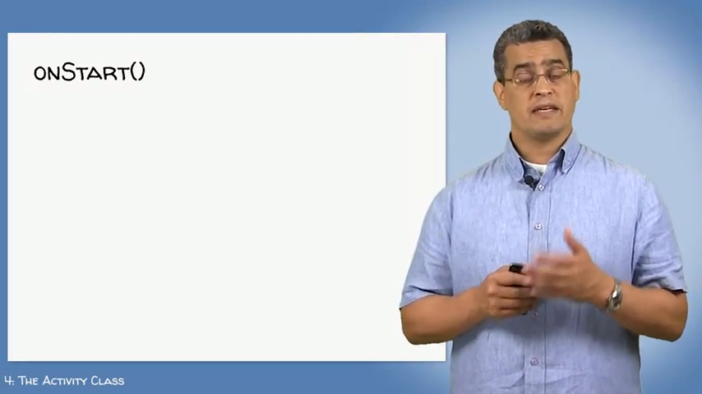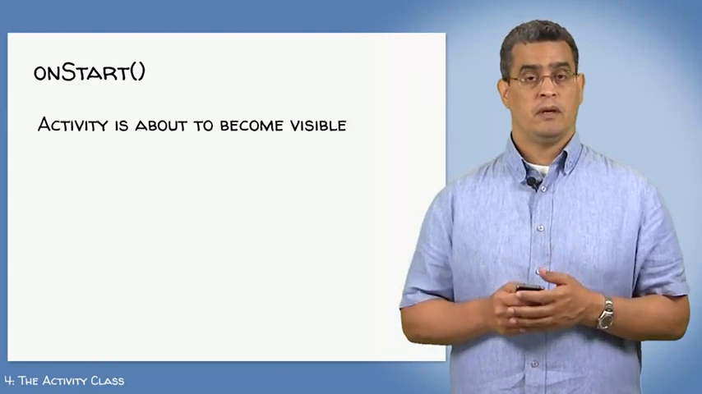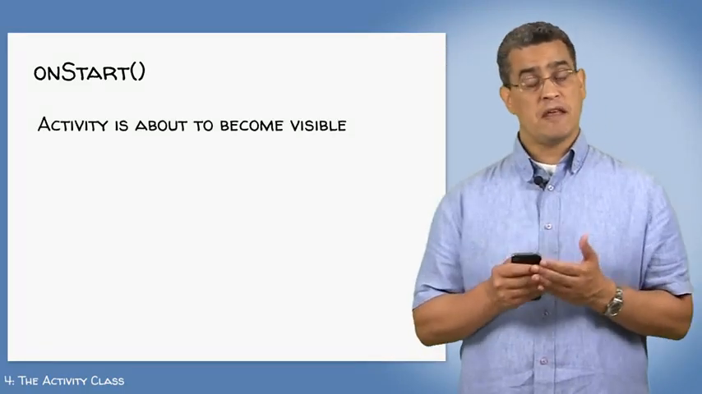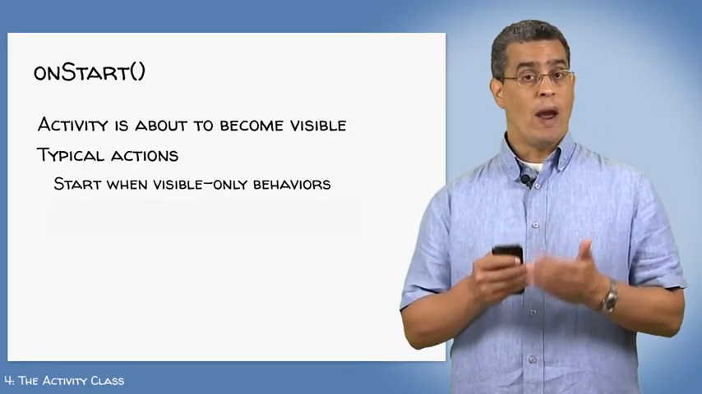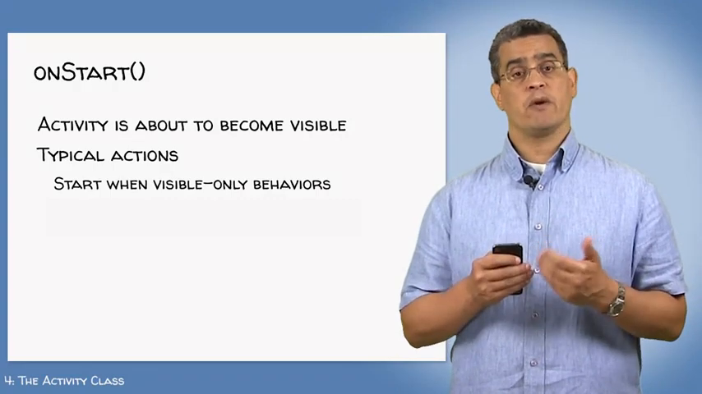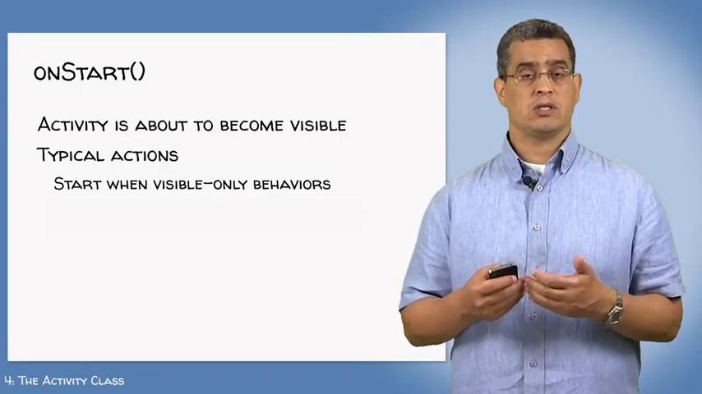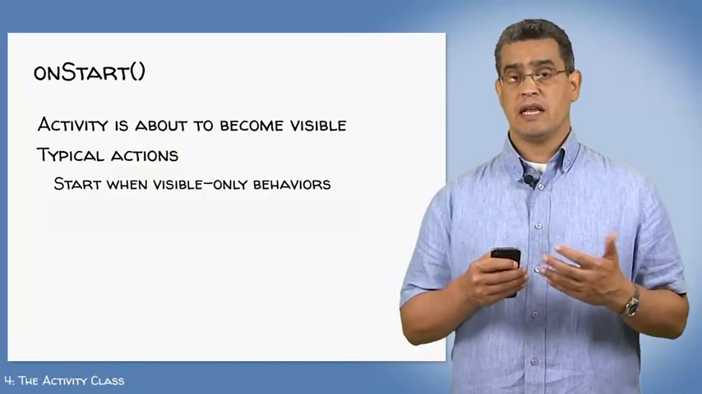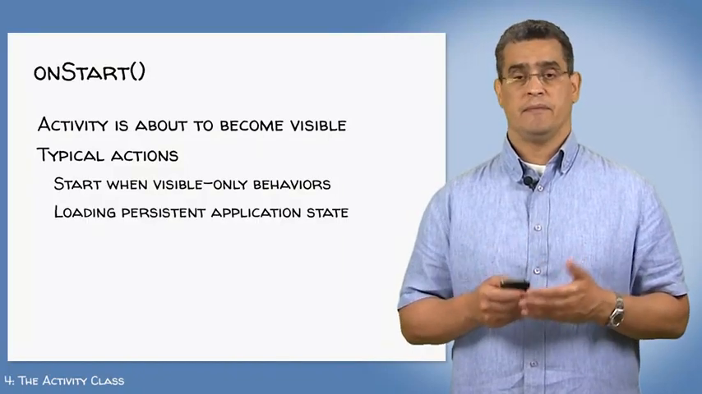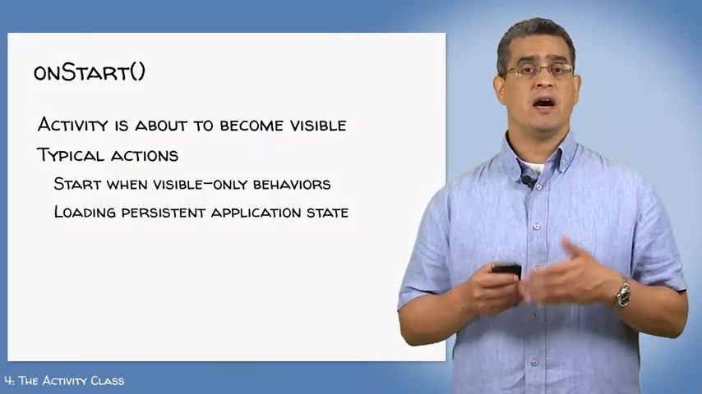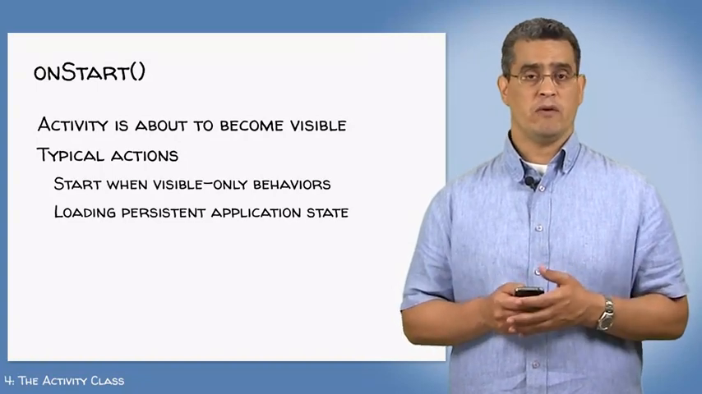OnStart is called when the activity is about to become visible. And some typical applications for this method include starting when-visible-only behaviors, like requesting location sensor updates, or loading or resetting persistent application state. Things like updating the unread messages queue for an email reader application.